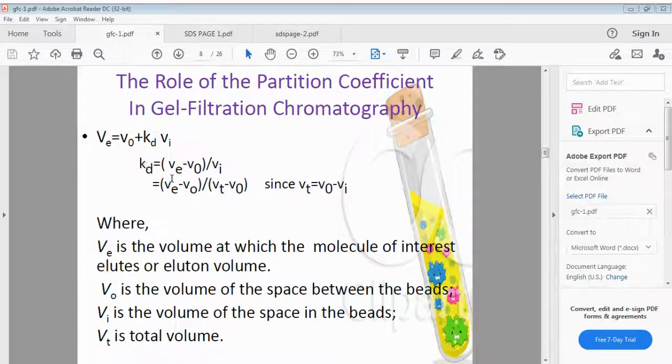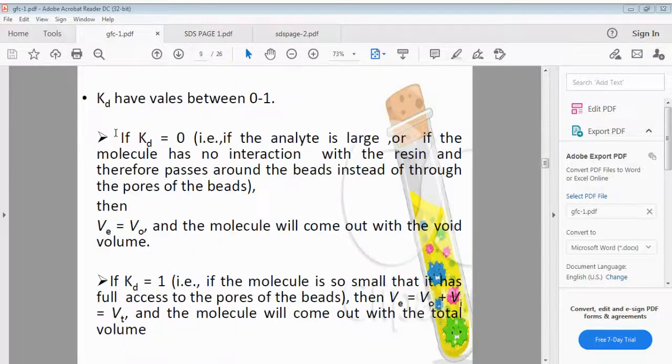So KD can be calculated by rearranging: KD equals VE minus V0 divided by VI. So you get a formula like this: VE minus V0 divided by VT minus V0, since total volume VT is equal to V0 plus VI. So what we have told, the void volume plus the volume inside the gel. So this is a calculation to find out the distribution coefficient as well as the elution volume of a particular sample molecule in a mixture.